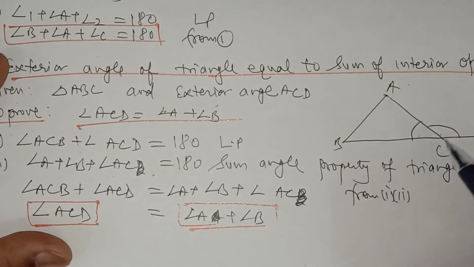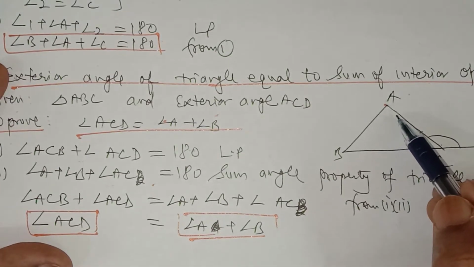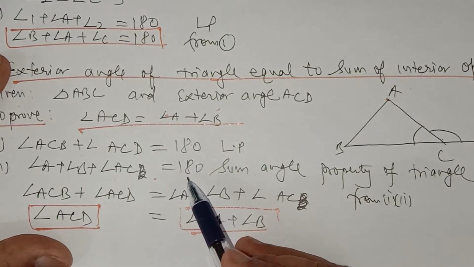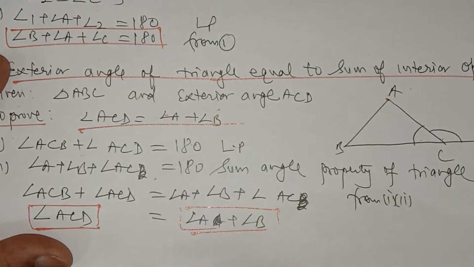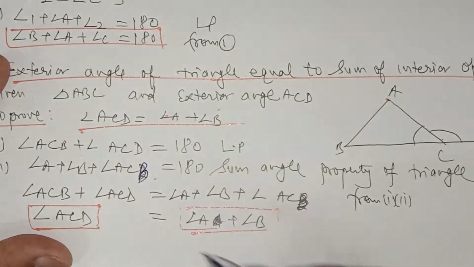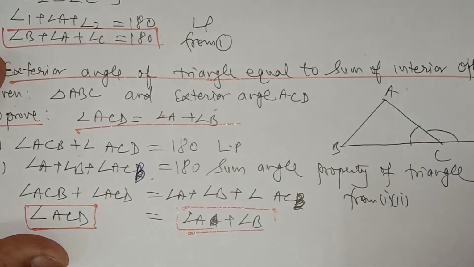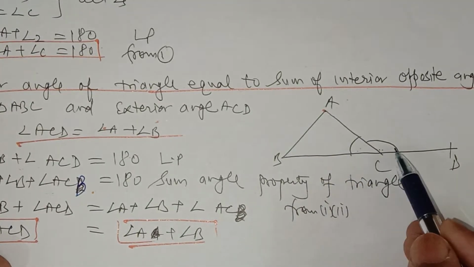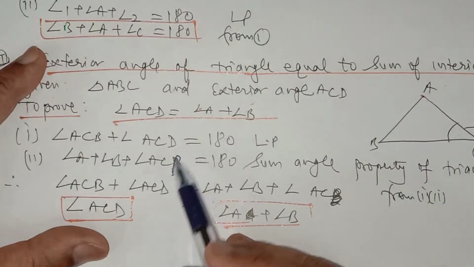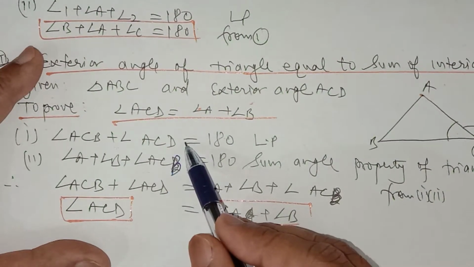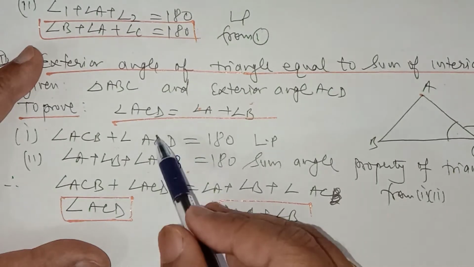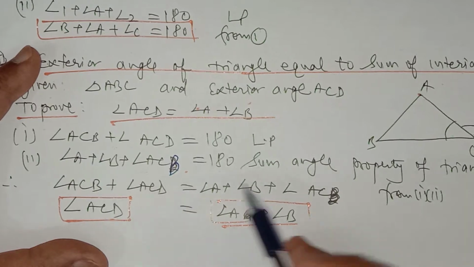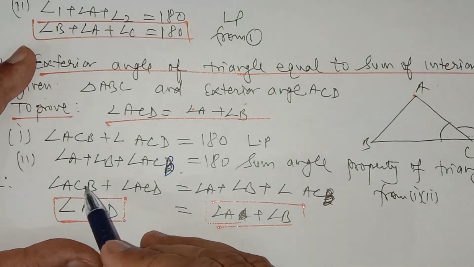So we are proving it. Now we know that the sum of all angles of a triangle is equal to 180 degrees. Angle A plus angle B plus angle ACB is equal to 180 degrees. And angle ACD plus angle ACB is equal to 180 degrees because they are forming a linear pair. Because the sum of these two is equal to 180 degrees, we can equate them, and ACB will cancel out with this ACB because it is a common angle, the same angle.